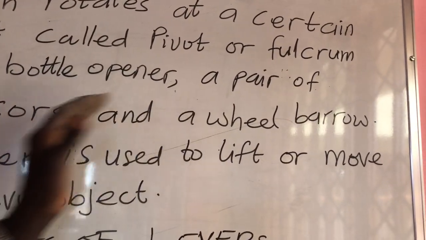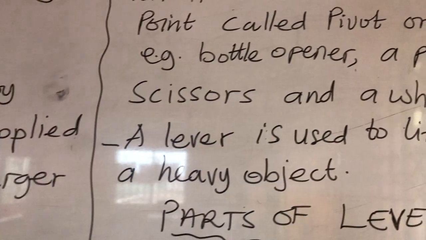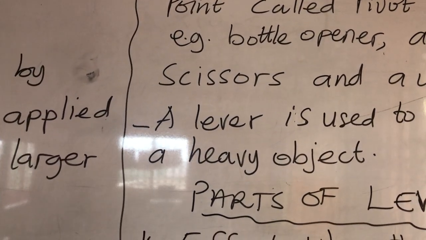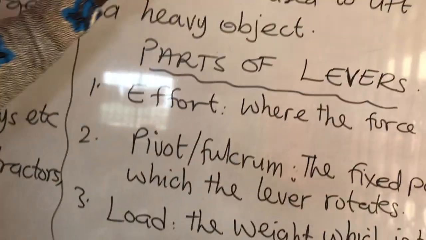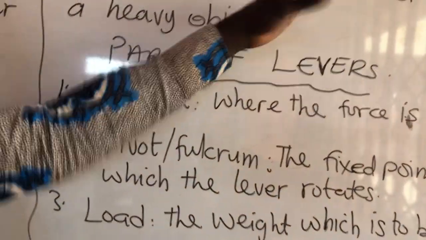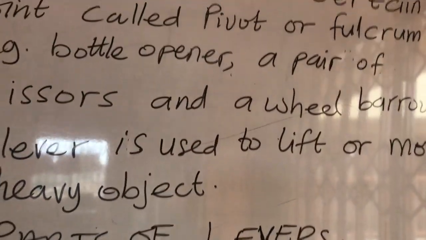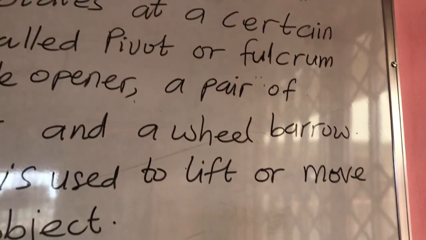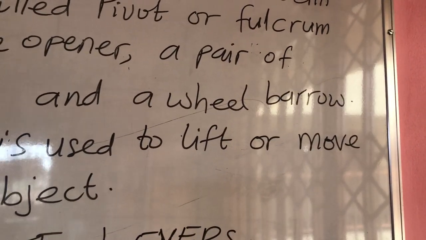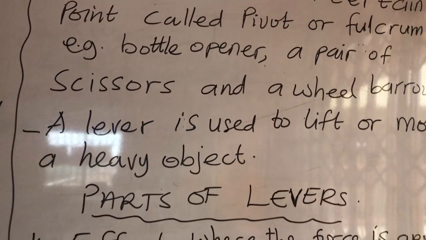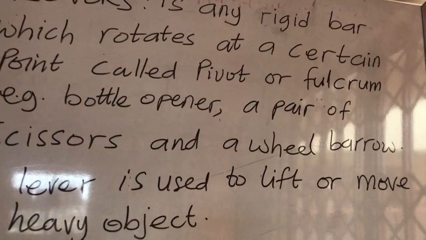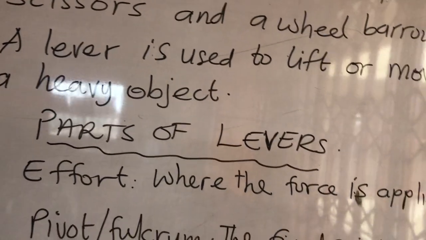We have a pair of scissors, which I've shown to you right now. Scissors are an example of a lever. We also have the wheelbarrow, which is used to carry loads. So these are examples of levers. A lever is used to lift or move a heavy object. That is levers for you.